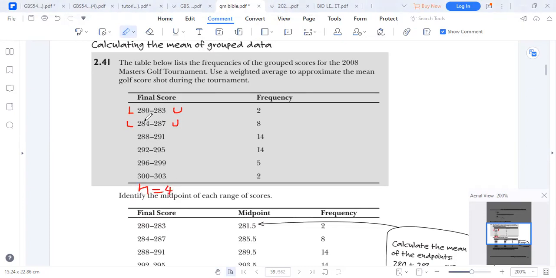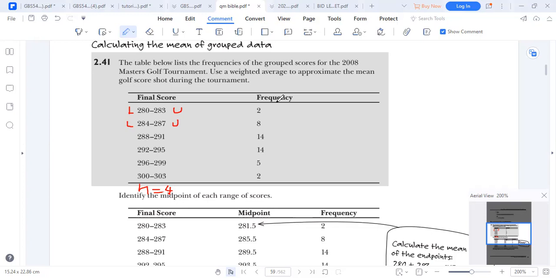So the distance from 280 to 284 is 4. 284 to 288 is 4. But if you subtract from this figure to that figure, it will give you a 3, which is a wrong answer because this data is not adjusted. So it's always safer at all costs to get the width from one strand, either on the upper bound or the lower bound. The frequency this side is just telling you the distributions, how many figures we have in this interval. We have 2, 8, 14, 14, 5, and 2.